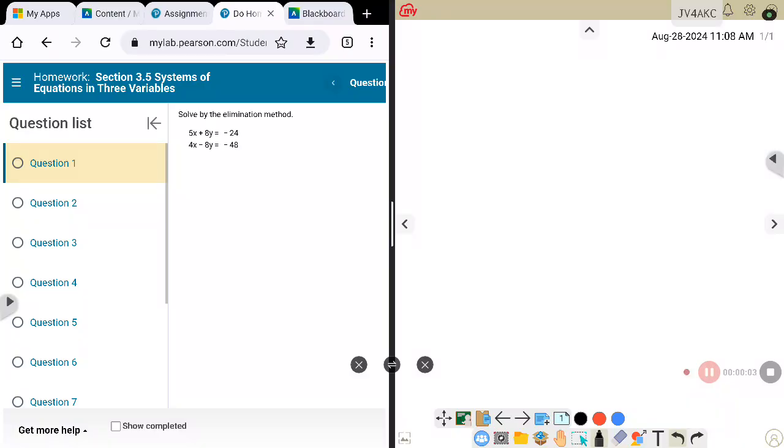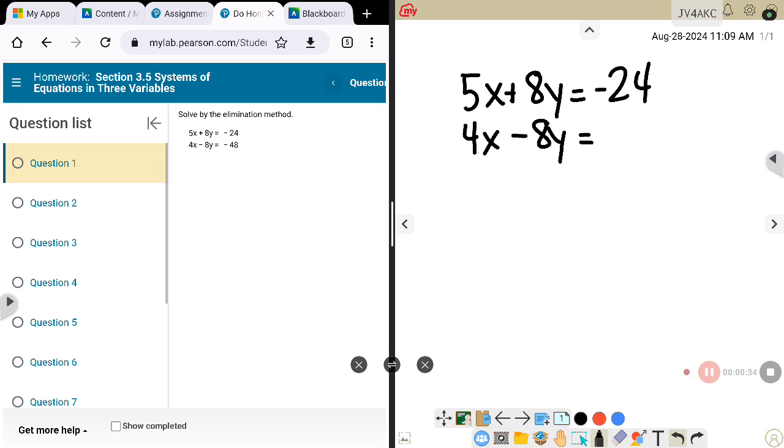In this video, we are going to use the elimination method to solve a system of equations, starting off with two variables. So on this first example, we have 5x plus 8y equals negative 24. And then the second equation is 4x minus 8y equals negative 48.